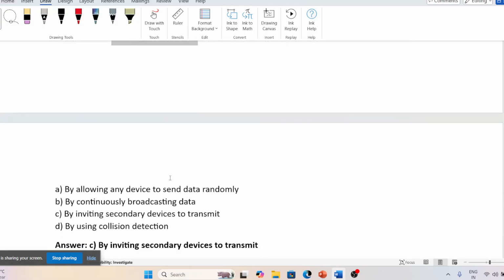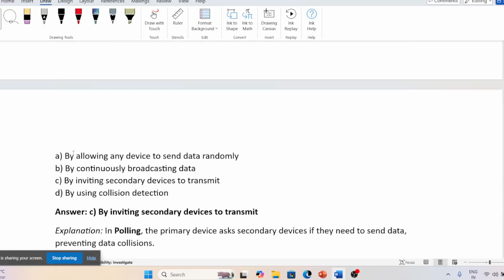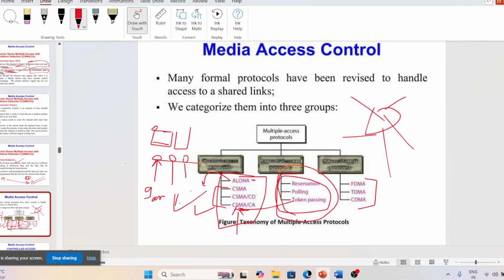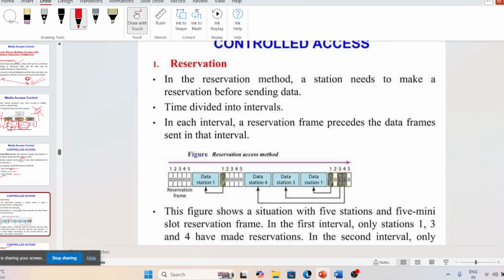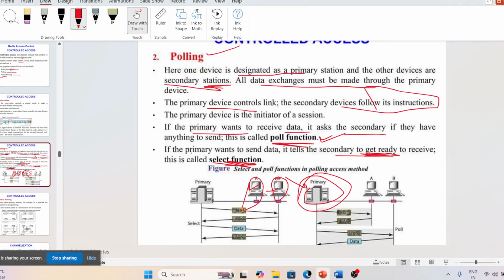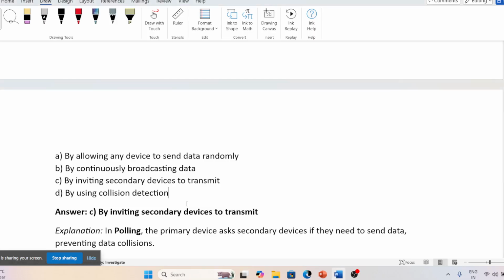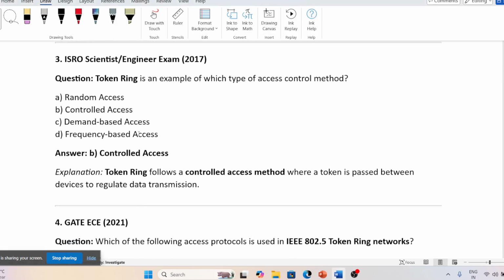वो जो सेकेंडरी डिवाइस है उनको बोलेगा, by allowing any device to send randomly no, continuously broadcast no, inviting yes, it is going to use two methods, दो मेथड देखे थे हमने, poll and select, we have seen the two methods over here, poll and select. ये दो मेथड यूज होते हैं, पोल फंक्शन एंड सेलेक्ट फंक्शन। So it tells the secondary device, तो सेकेंडरी डिवाइस क्या करेगा, टेल करेगा, now you are going to send the data, now you are going to receive the data, like this.